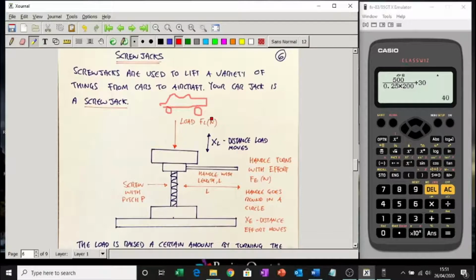The load here is the load to be lifted. That could be a car, could be a plane, it's just the load. And XL, don't forget, is how far the load moves. So when I turn this handle, hopefully the load goes up. This could be you turning the handle of your screw jack. As you turn the handle once, your car goes up a little bit.